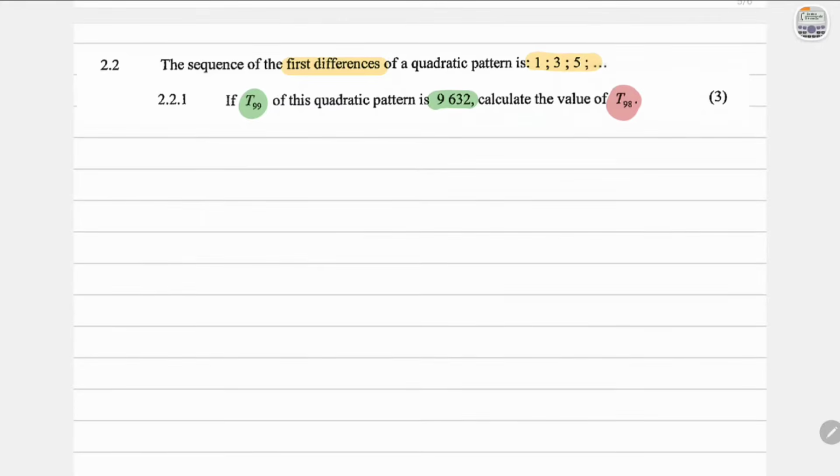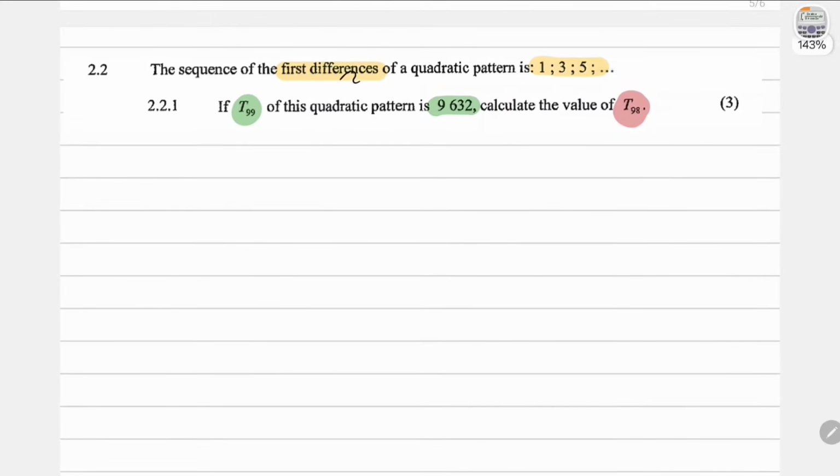Okay, so let's lay down everything they have told us. So first of all, they're telling us the first difference of a quadratic pattern. Here's how these are structured. So remember the quadratic pattern, you would have your first term, second term, and just for the sake that they gave us 3 terms, let's just include 4 terms here. So we have 4 terms. And in these 4 terms, they told us that the first differences are 1, 3, and 5.